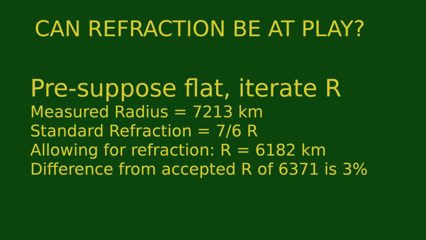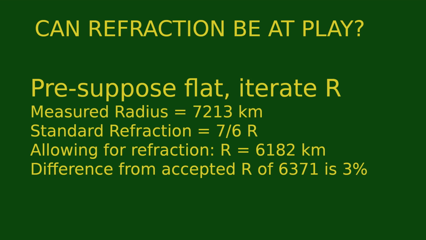So if there was refraction on that day, then refraction combined with our error in measurement will give that figure of 7,213. So the fact that it looks like a bigger radius because of refraction does comport with what we know about 7 over 6 R. So we've demonstrated here it's not flat, it's a sphere. There appears to be refraction at work because of what we've measured, and our numbers come up looking pretty good.